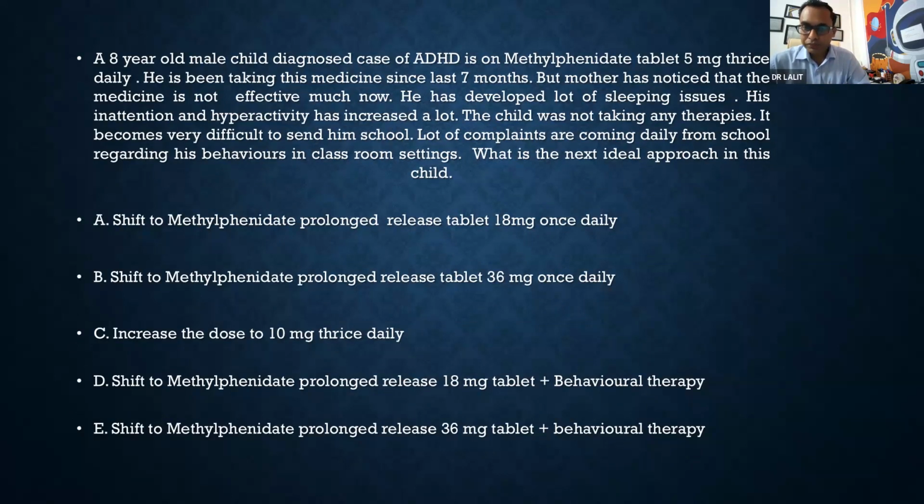The child was not taking any therapies. It becomes very difficult to send him to school. Lots of complaints are coming daily from the school regarding his behaviors in the classroom. What is the next ideal approach for this child?